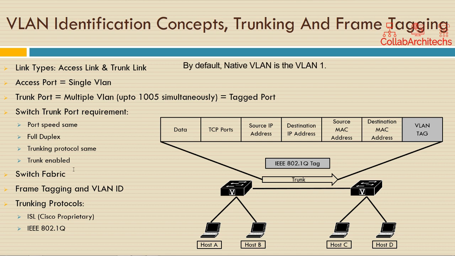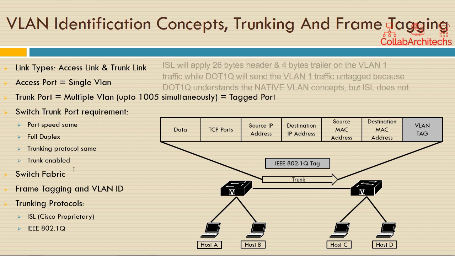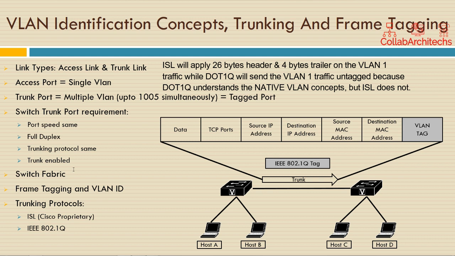By default, the native VLAN is VLAN 1. ISL will apply 26 bytes of header and 4 bytes of trailer on the VLAN 1 traffic, while .1Q will send the VLAN 1 traffic untagged, because .1Q understands the native VLAN concept, but ISL does not.